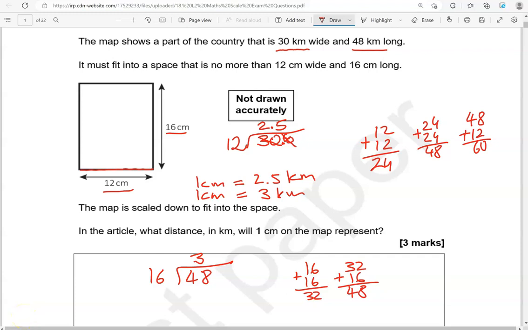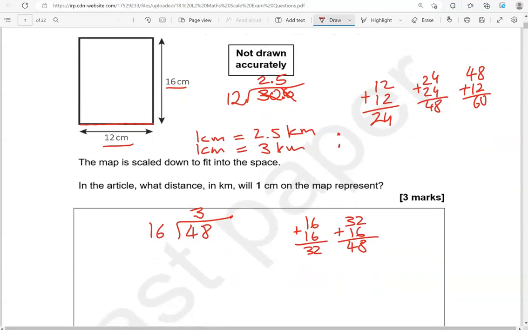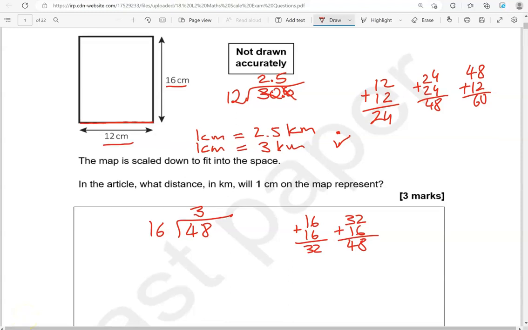So we've got 2 different scales now, and we need to have only one, because length and width need to go in proportion. Which one do we pick? We pick the one that represents more, so this one here. Why? Because let's just give this a go.